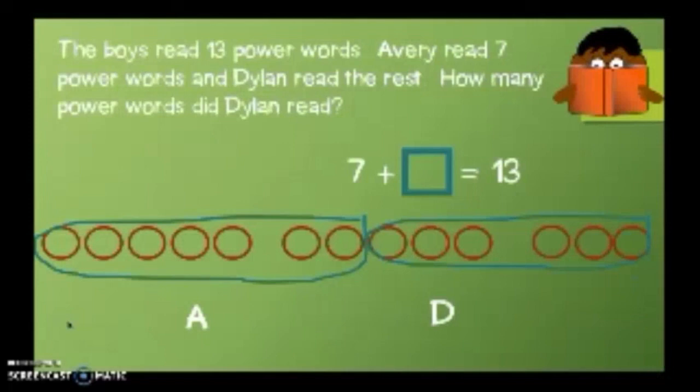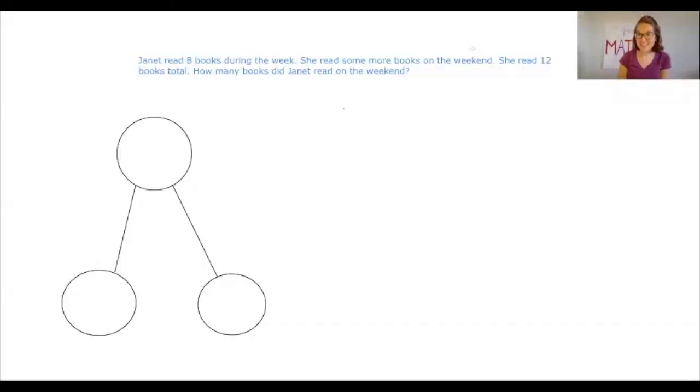All right. Now we're going to go ahead and fill in that empty box. What number did you put in there? You did? You put 6? Me too, friends. That's because if I circled 7 for Avery, I have 1, 2, 3, 4, 5, 6 left to show that Dylan read those 6. Well done.